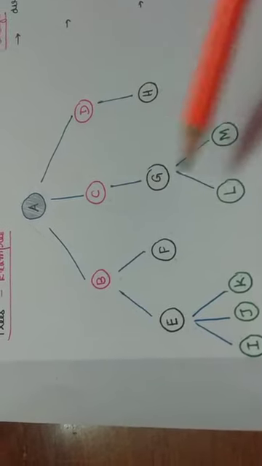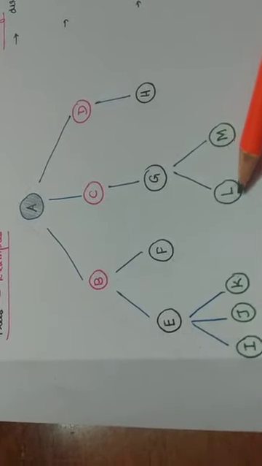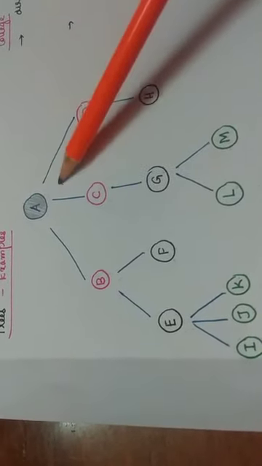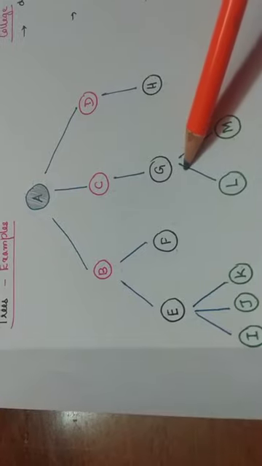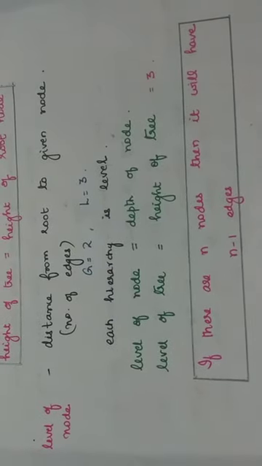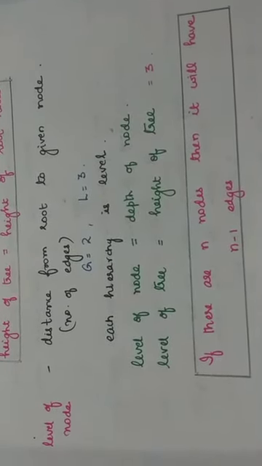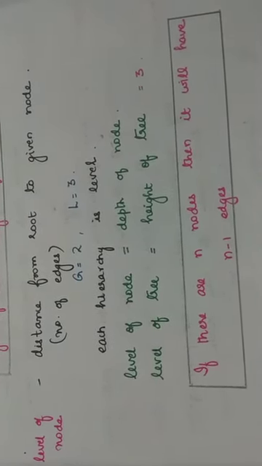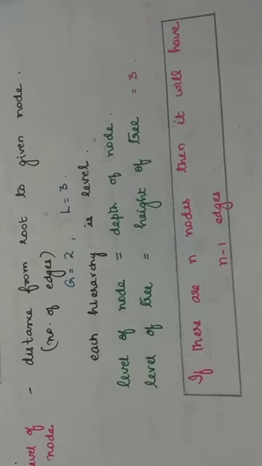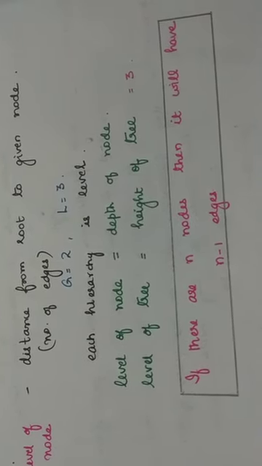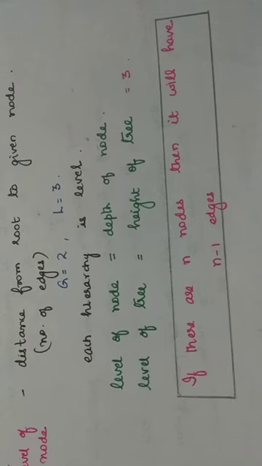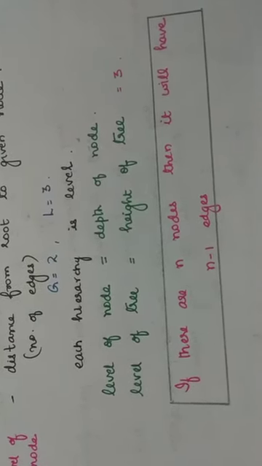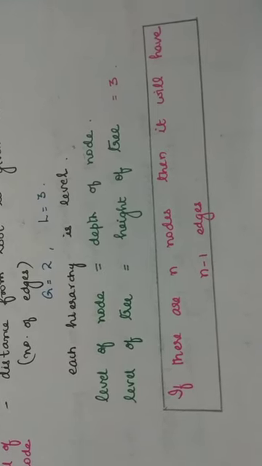Suppose I wanted to find the level of L. It is from the root to L: A to C, C to G and G to L. It is 3. So each hierarchy we can call a level, and the level of a node is equal to the depth of the node. Similarly, the level of a tree is equal to the height of a tree. You can cross check. Here the height of the tree is 3. And in general, if there are n nodes, then it will have n minus 1 edges.